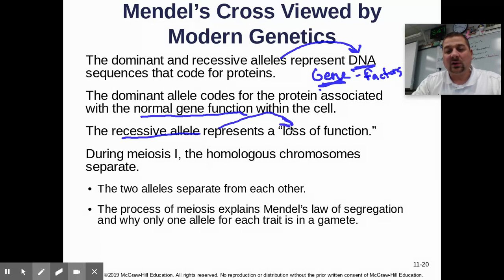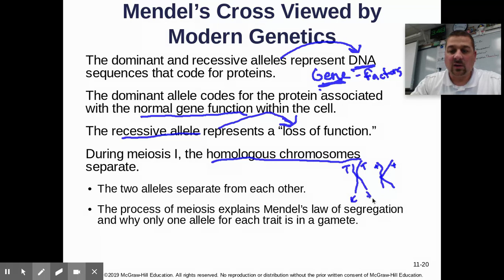So a tall versus short: tall causes the plant to grow more, whereas short, there's that loss of function. It doesn't grow as high. During meiosis 1, the homologous chromosomes separate. We looked at that a little bit in the last video, about how when you've got maternal chromosomes and paternal chromosomes, you might have big T, little t, and how those are all separated during the formation of gametes.